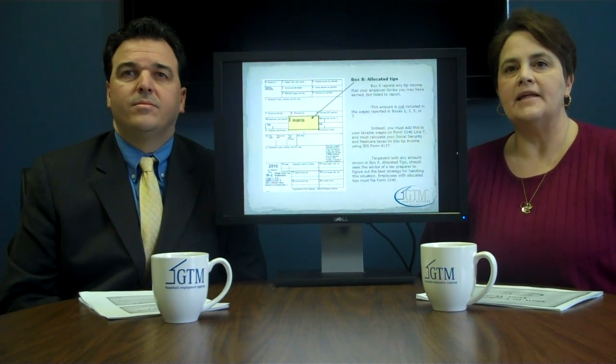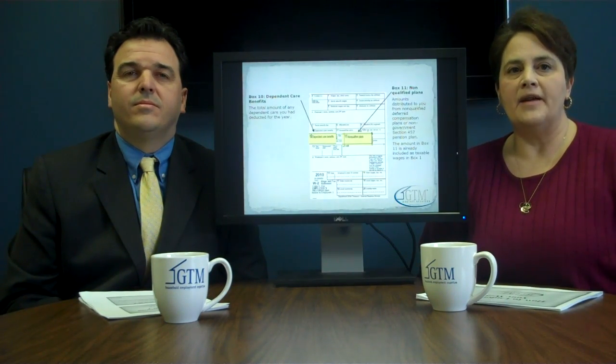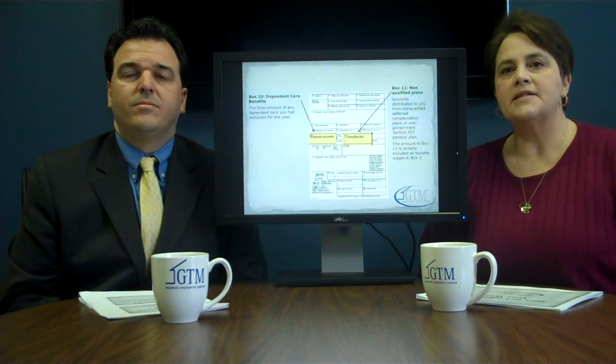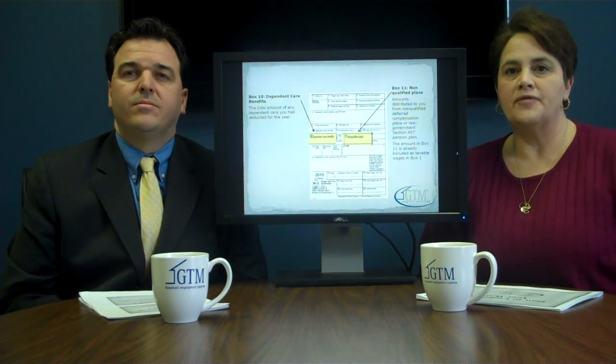Box 8 is allocated tips. This box reports any tip income that your employer thinks you may have earned but failed to report. Box 9 is advance earned income credit paid, or EIC payment. The total amount for any EIC payments you have received during the year. Box 10 is dependent care benefits. The total amount of any dependent care you had deducted for the year. Box 11 is non-qualified plans. Amounts distributed to you from non-qualified deferred compensation plans or non-government section 457 pension plans.